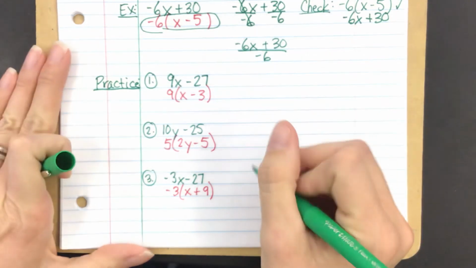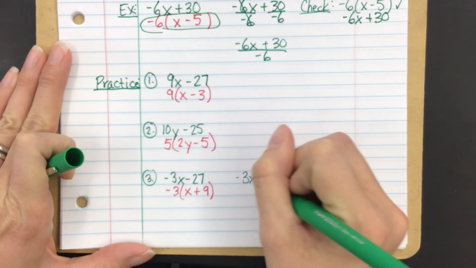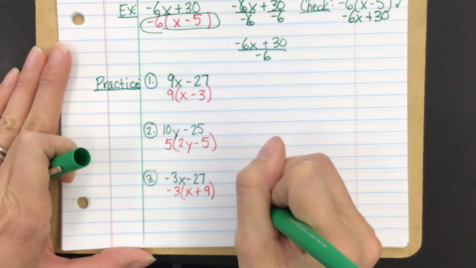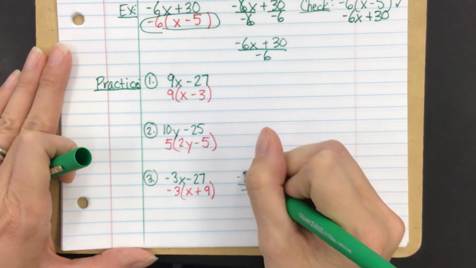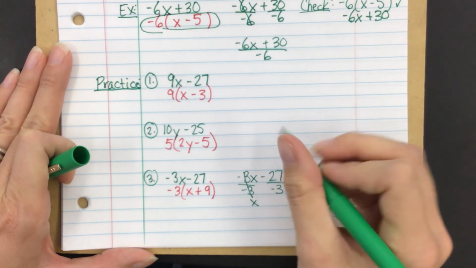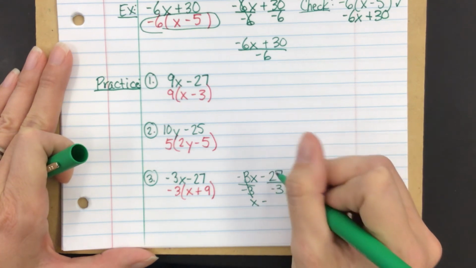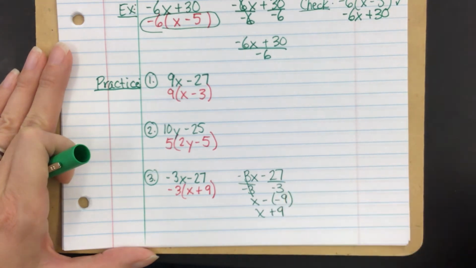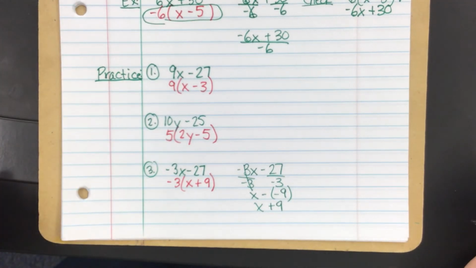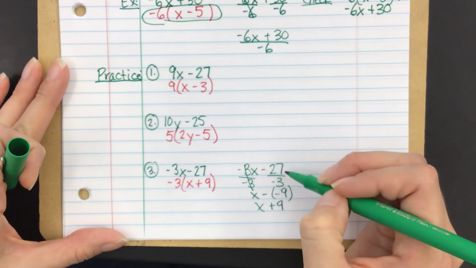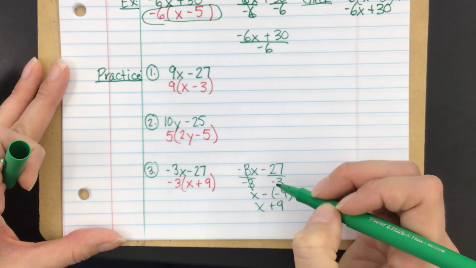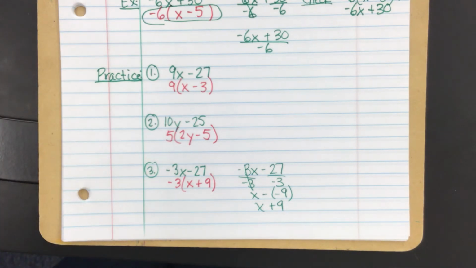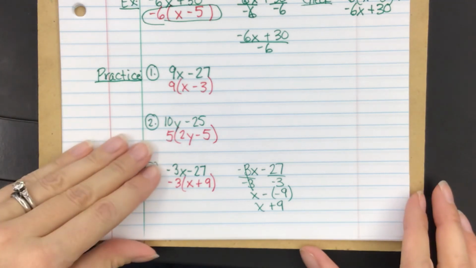So basically it looks like this. Negative 3x, we know we're going to pull out a negative 3, so you can divide this by negative 3 and this by negative 3, so you get x. And then if you want, you could do minus, and then this would be negative 9, but that's the same as that. When I do this, I just consider this a negative 27, and I do negative 27 divided by negative 3, which would be a positive 9. So I skip that whole intermediate step. Okay? Any other questions? You guys have good questions.